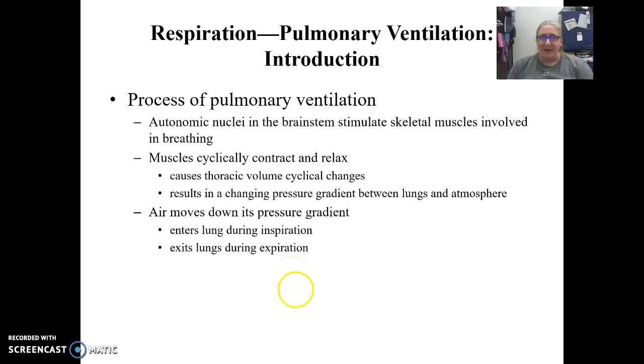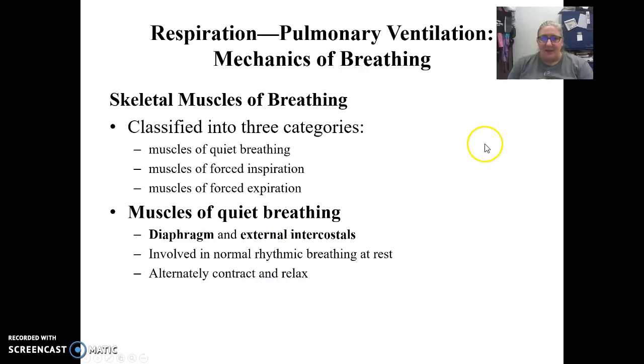And we're right back where we left off on the last video. So we have different muscles for different functions. There are muscles of quiet breathing. So these are the muscles of inspiration, because expiration for quiet breathing is a passive process. We also have forced muscles of inspiration and forced muscles of expiration.